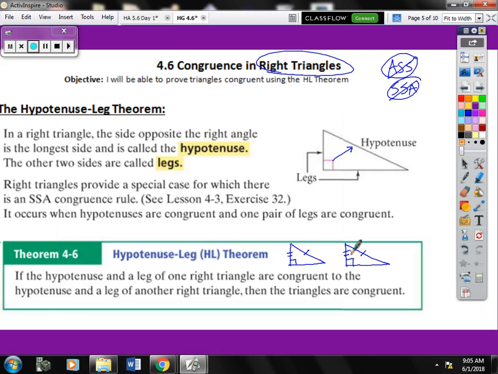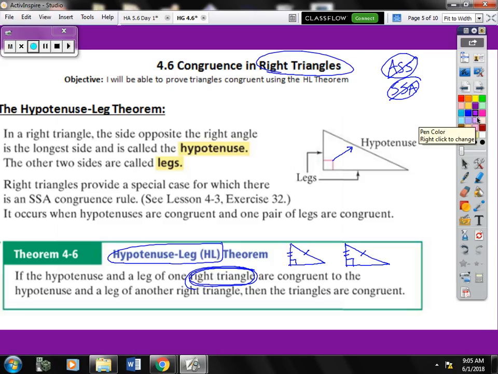Okay, but this is called the hypotenuse leg theorem. This only works for right triangles. If they are not right triangles, then you can't use this theorem because you wouldn't have a hypotenuse, you wouldn't have a leg. Now, can anyone think of why the hypotenuse leg theorem would actually work?